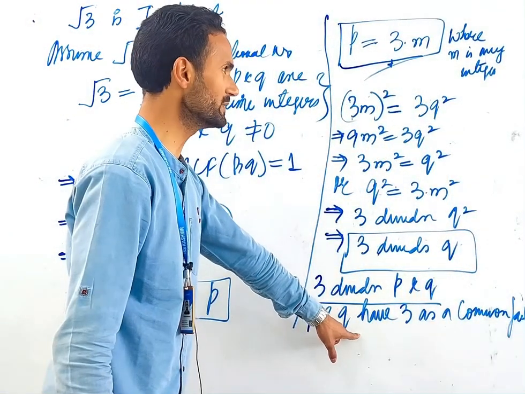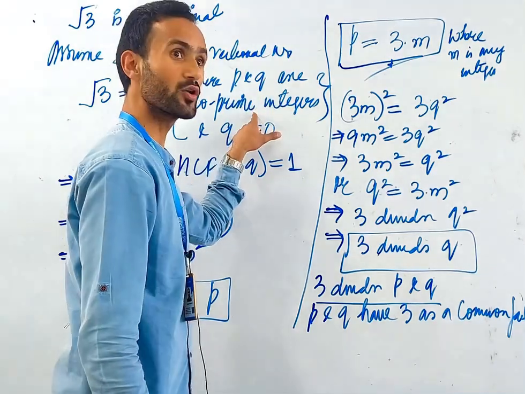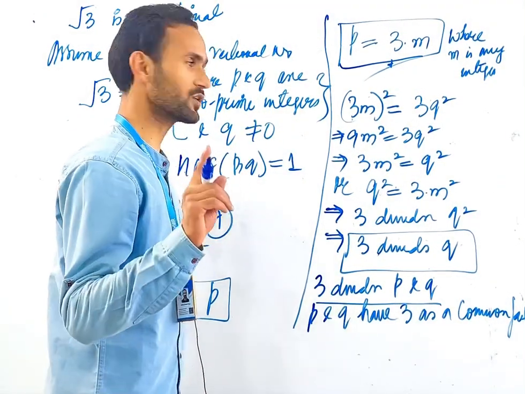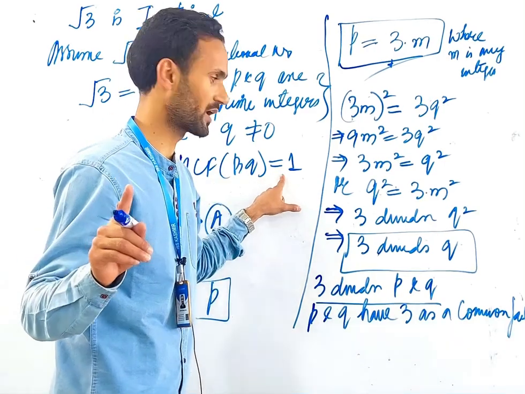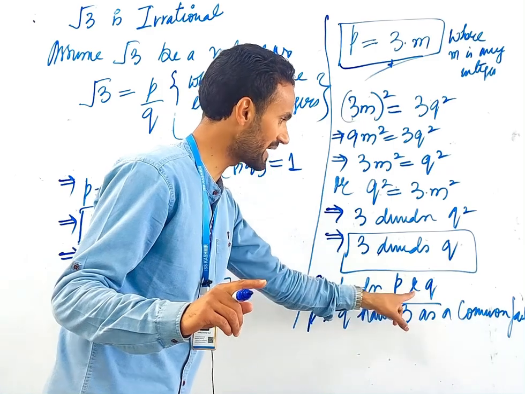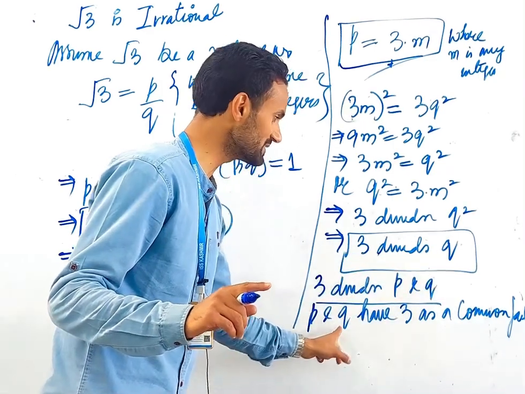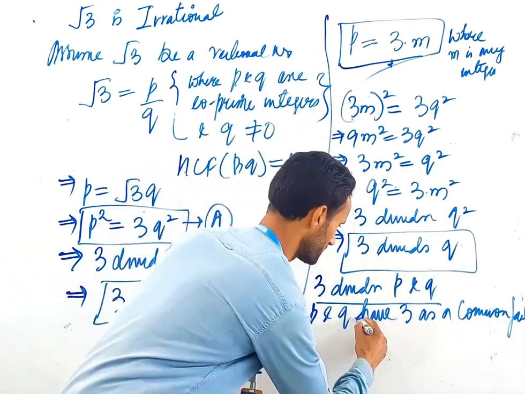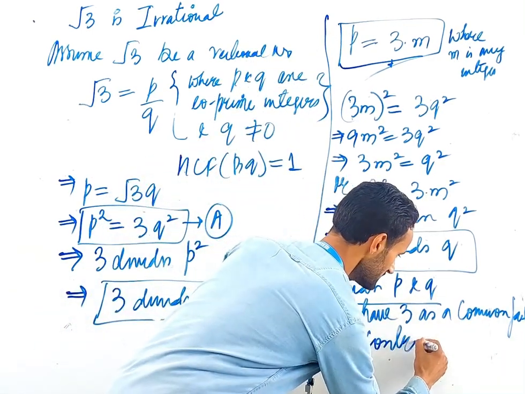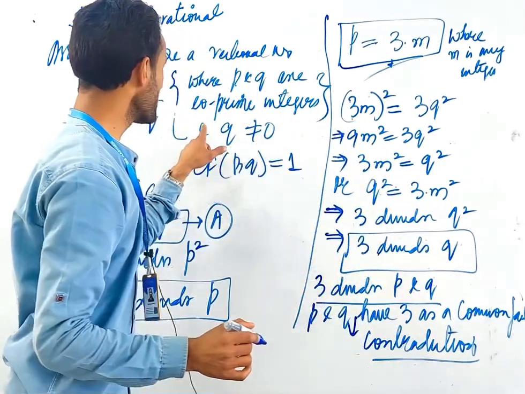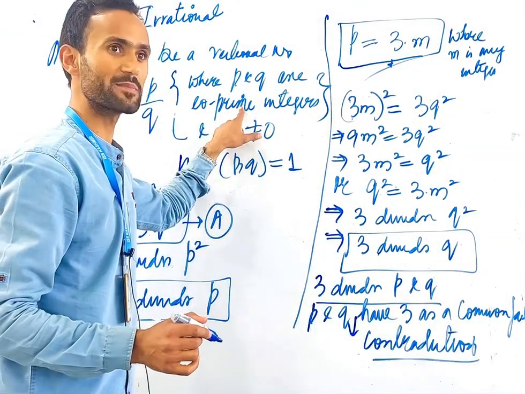But we have assumed that P and Q are co-prime numbers. That means they have only 1 as a common factor. But from here we get 3 divides P and 3 divides Q. That means P and Q have 3 as a common factor, which is a contradiction to our assumption that P and Q are co-prime numbers.